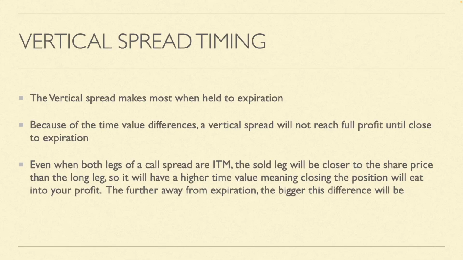The further away from expiration, the bigger this difference will be. For a debit call spread, the price will be above the higher strike, which is the sold strike, and for a credit call spread, the price will be below the lower strike, which is also the sold strike.